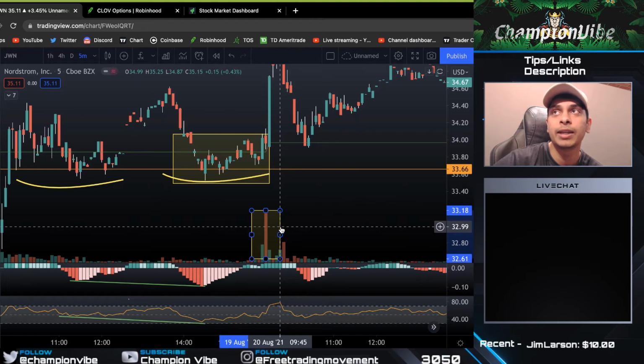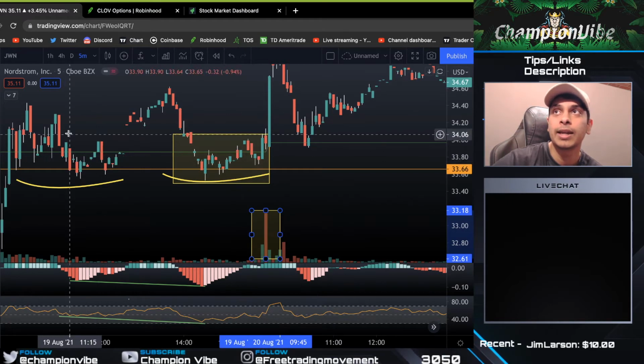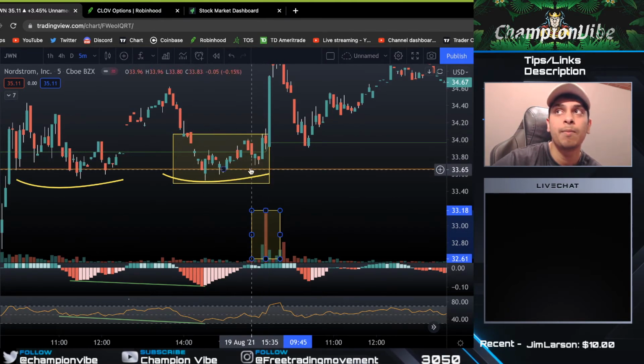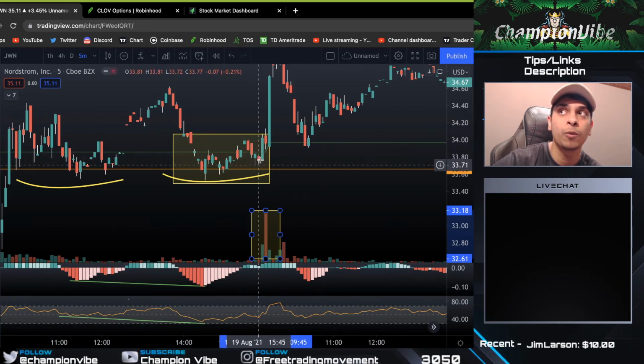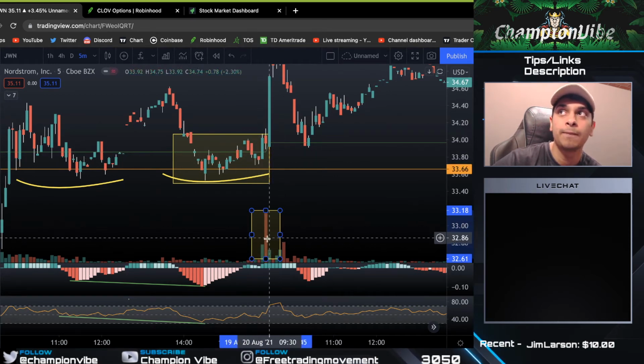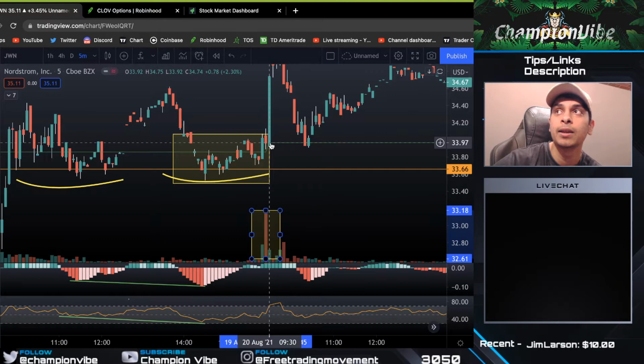I highly doubt there was any catalyst here. I really just think that it bottomed once, it bottomed twice. Many people were trying to get in on that second bottom. It broke back above the VWAP, and that's why that volume spike came in alongside the price spike.